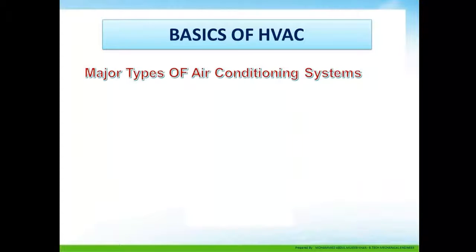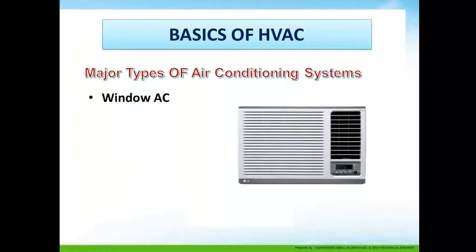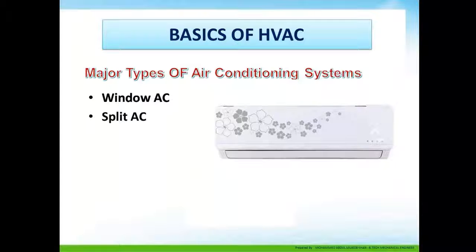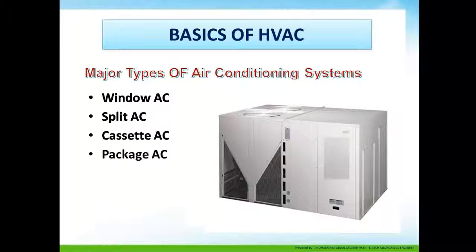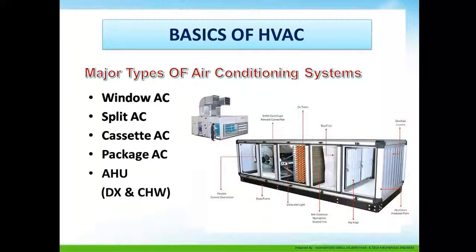Major types of air conditioning system: window AC, split AC, cassette AC, package AC, and AHU, air handling unit, which can be either DX or chill water system.